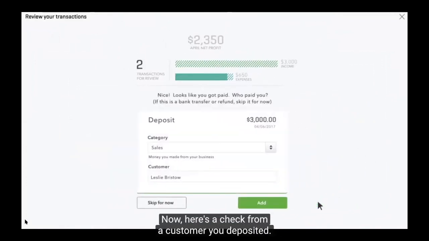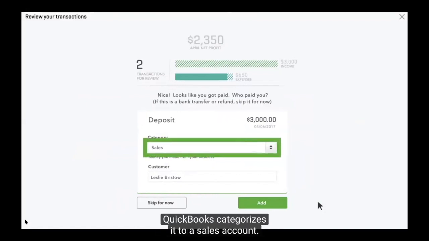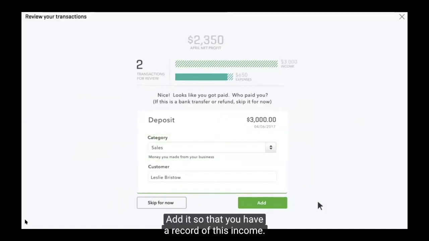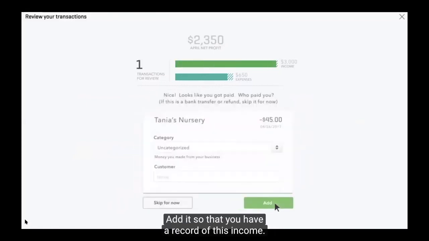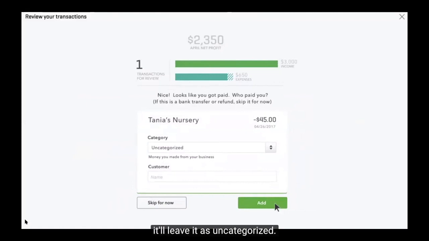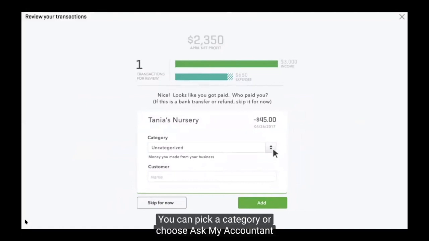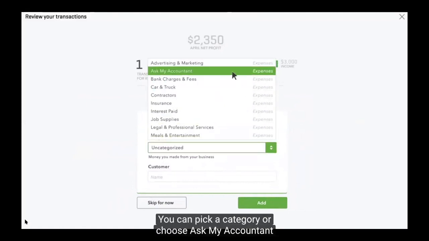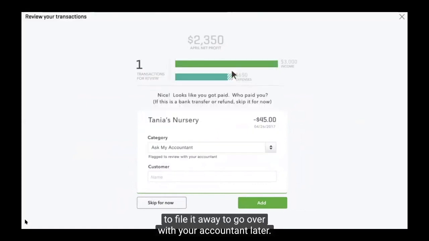Now here's a check from a customer you deposited. QuickBooks categorizes it to a sales account. Add it so that you have a record of this income. If QuickBooks isn't sure about a category for an expense, it'll leave it as uncategorized. You can pick a category or choose Ask My Accountant to file it away to go over with your accountant later.